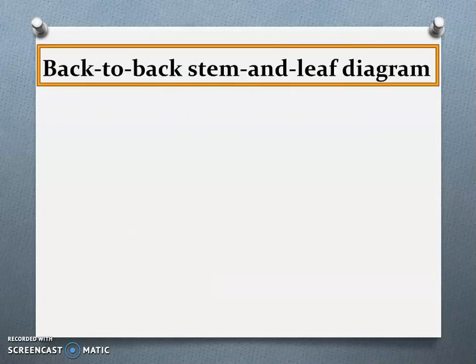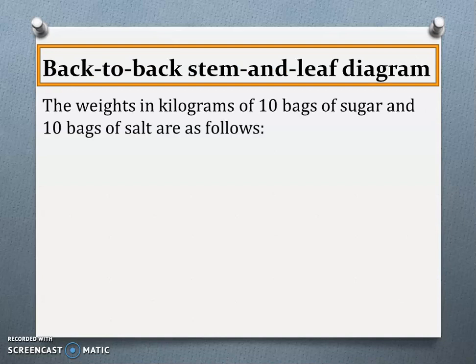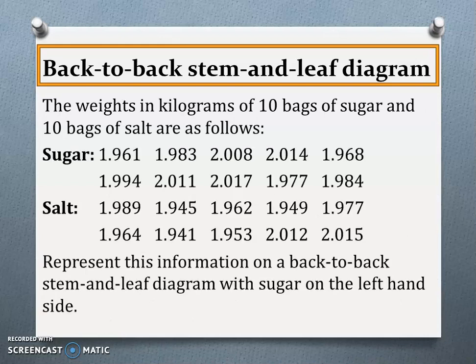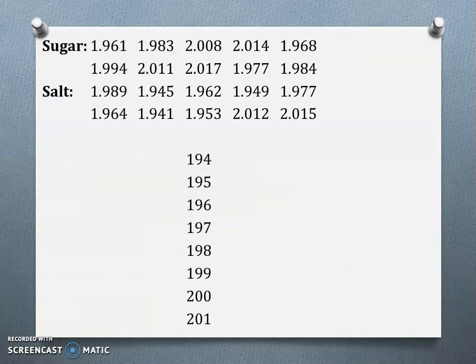Next we will see an example of a back-to-back stem and leaf diagram. The weights in kilograms of 10 bags of sugar and 10 bags of salt are given. Represent this information using a back-to-back stem and leaf diagram with sugar on the left hand side. Here the smallest weight given is 1.941 kg and the largest one is 2.017 kg. To form a stem, we can take the first 3 digits and it can start at 194 and end at 201.